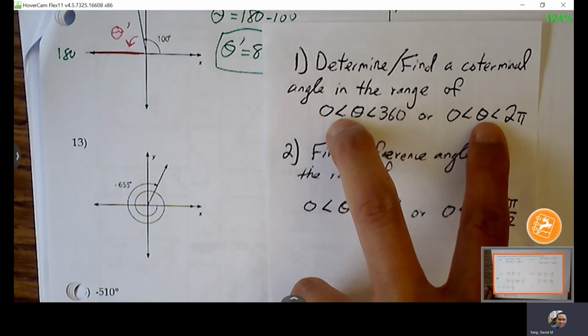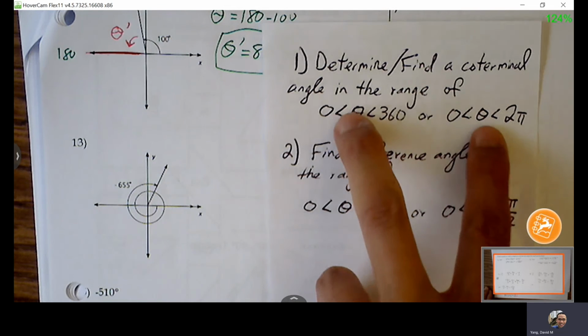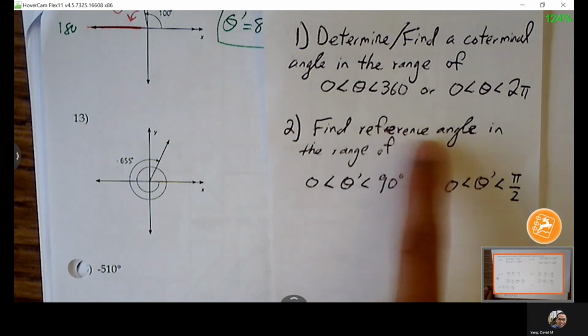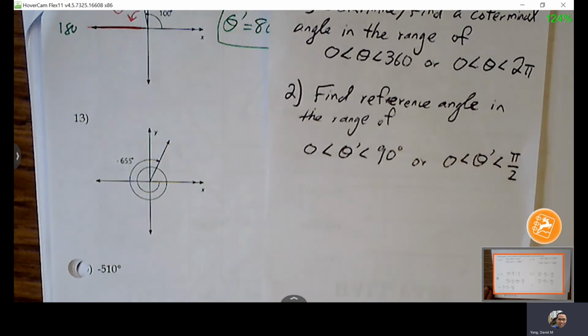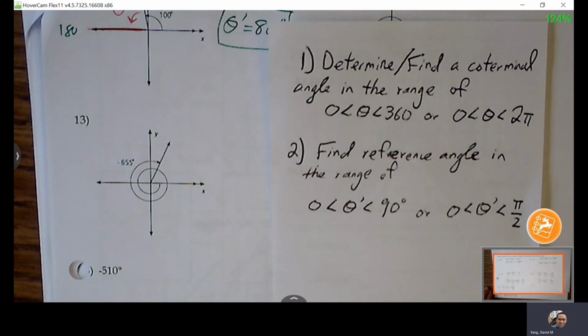Once you find that angle that lands nicely in the region that fulfills these conditions, then you can graph it and put it in the correct quadrant. And then you can determine your reference angle, which you're targeting between 0 and 90 or between 0 and pi over 2. So these are the two big steps we're going to follow. Get your coterminal angle between 0 and 360 or 0 and 2 pi. Once you have that, graph it, and then use that information to find your reference angle, which will now be between 0 and 90 or between 0 and pi over 2.